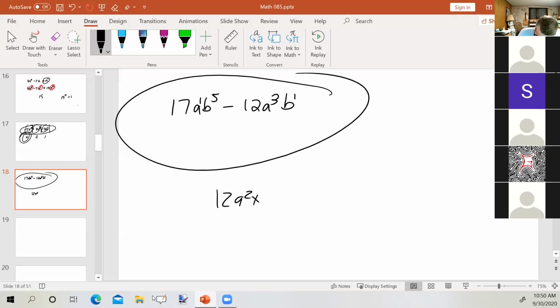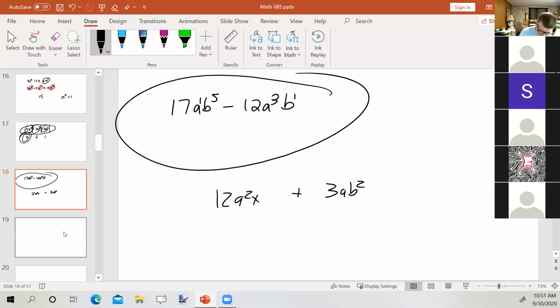How about this? 12a squared x plus 3ab squared. What's the degree of the first term? 3. What's the degree of the second term? 3. What's the degree of the polynomial? Would it be 6 or would it be 3? It'd be 3. You don't add the different ones, but if it's a tie, it's just the same thing. Okay. All right. Excellent.